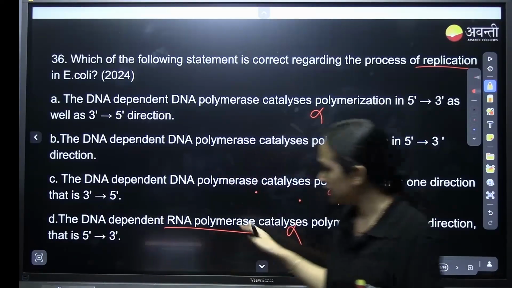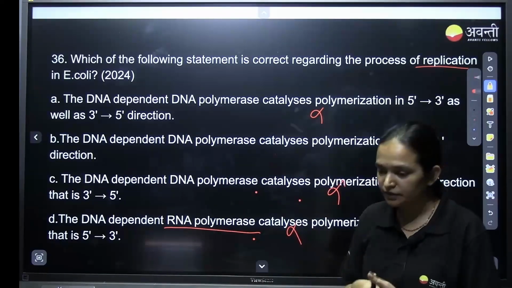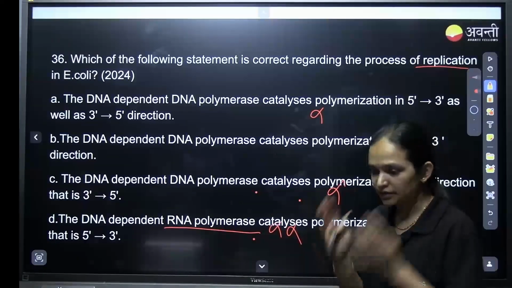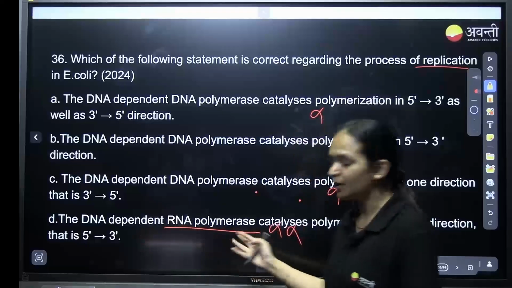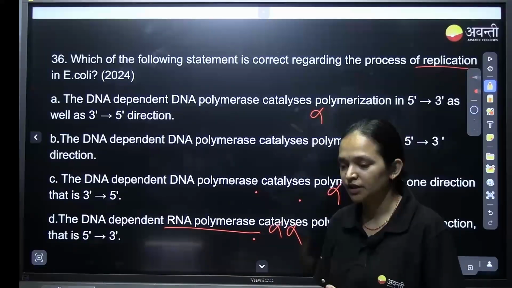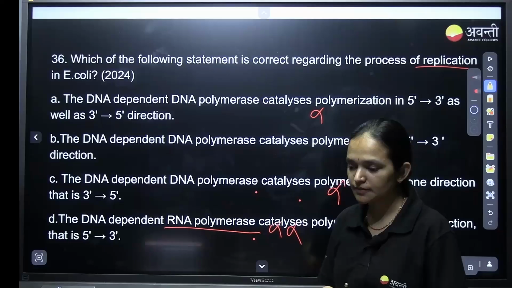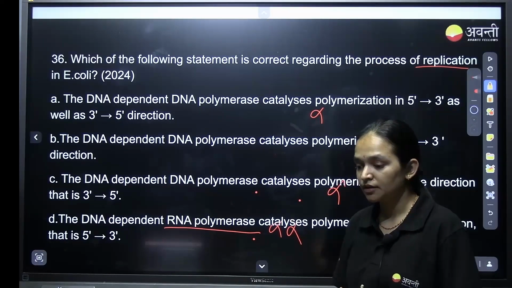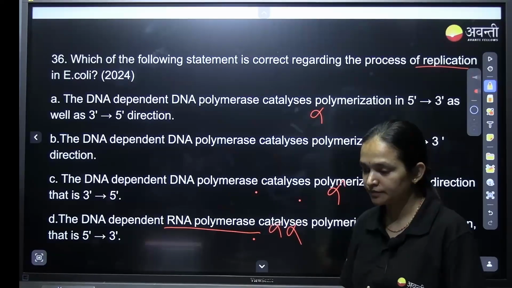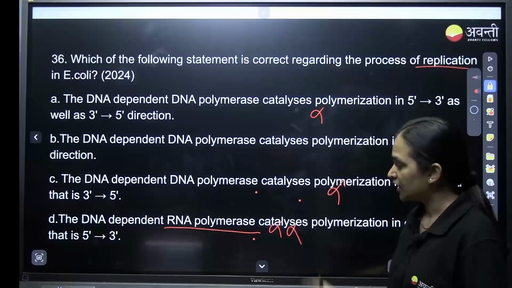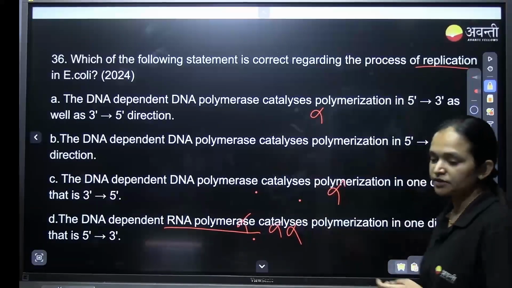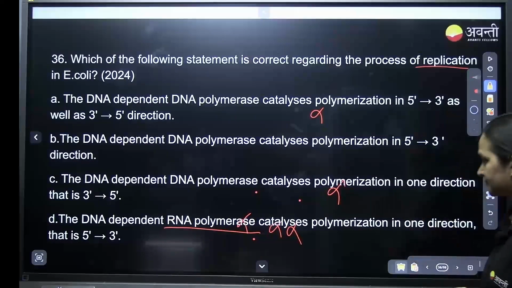And even if you read very closely two times, you can definitely eliminate this option as well, because logically, why would DNA dependent RNA polymerase come in DNA replication? DNA dependent RNA polymerase comes in transcription only. RNA polymerase has no role here, so eliminate it. Left is B, so B should be the correct answer.